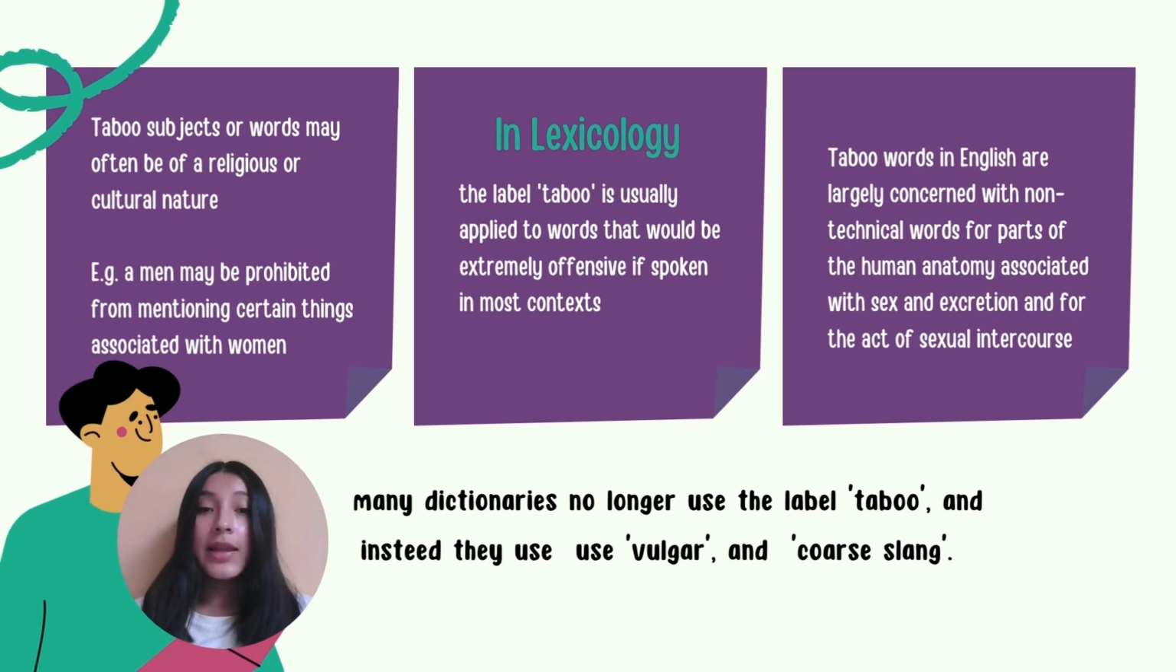But in lexicology, the label taboo is usually applied to words that would be extremely offensive if spoken in most contexts. So, taboo words in English are largely concerned with non-technical words for parts of the human anatomy associated with sex and excretion, and for the act of sexual intercourse. And also, many dictionaries no longer use the label taboo, but they use the words vulgar and coarse slang.